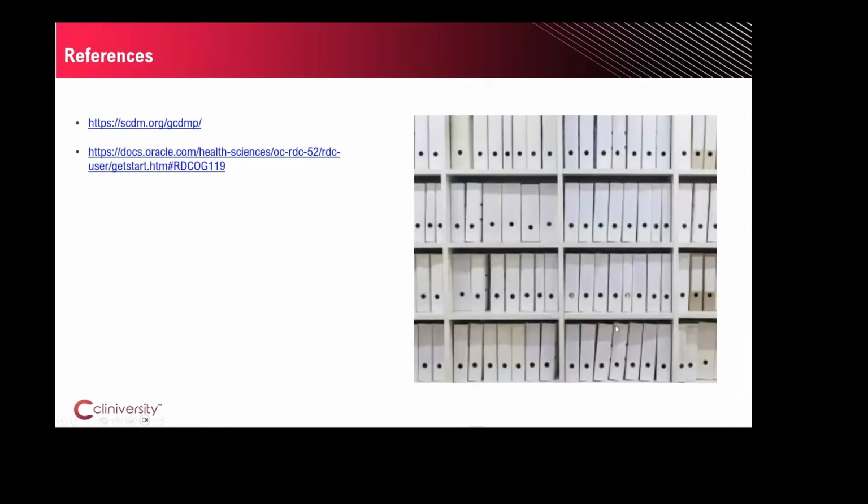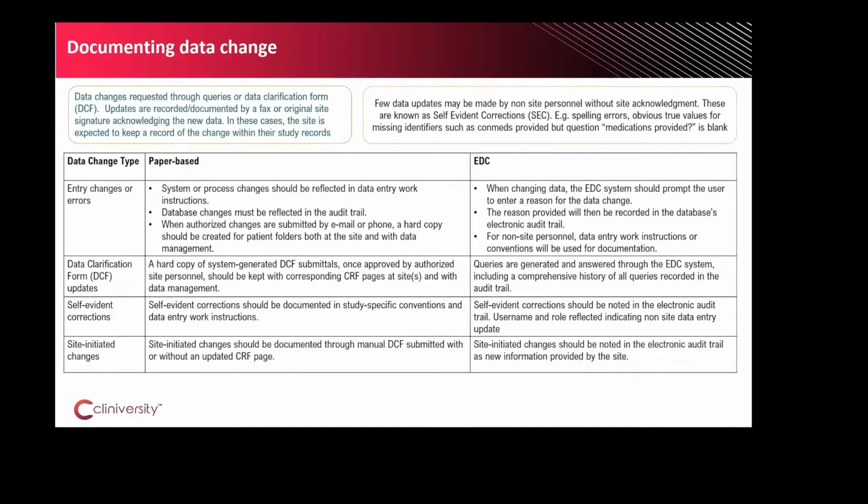There could also be certain other updates, such as data cleaning conventions, which under some circumstances may be used. These cleaning conventions specify the data that can be modified without a site's acknowledgement. These are called self-evident corrections. Examples include appropriately qualified personnel correcting obvious spelling errors, converting values when units are provided, or missing identifiers where the true values are obvious. Because the site must have a record of all the data changes, the site will also receive and maintain a copy of such versions of data conventions.